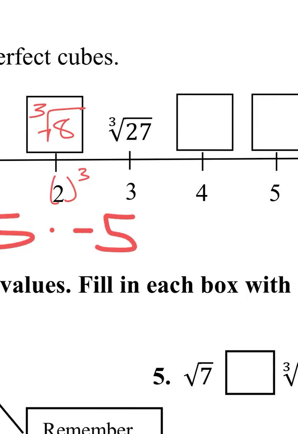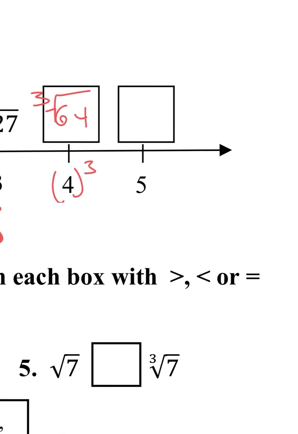Okay, number 4, so you've got 4 cubed, which is 4 times 4 times 4. 4 times 4 is 16. 16 times 4 is 64. Cube root. Complete your chart. Number 5 cubed. Okay, so 5 times 5 is 25. 25 times 5 is 125. And there you go. So again, you've got your integers below. There's your integer, and there's your perfect cube.